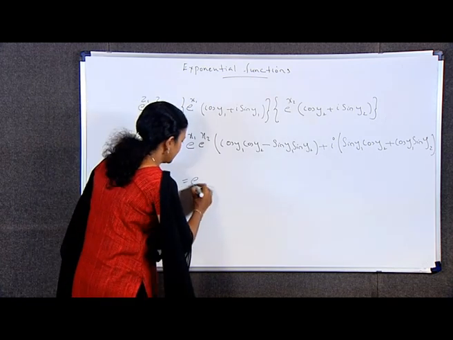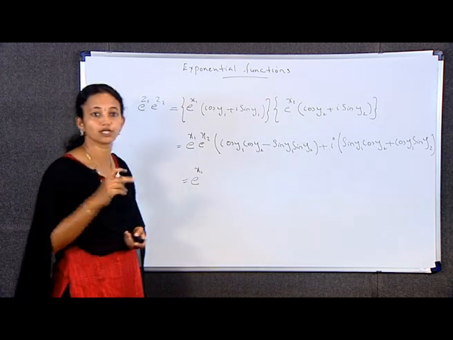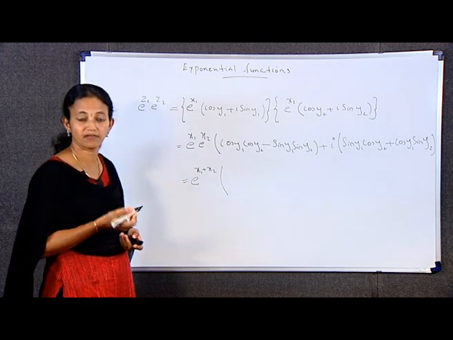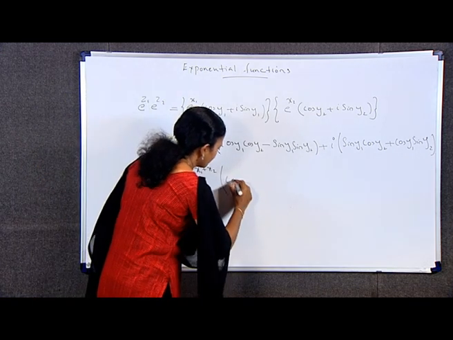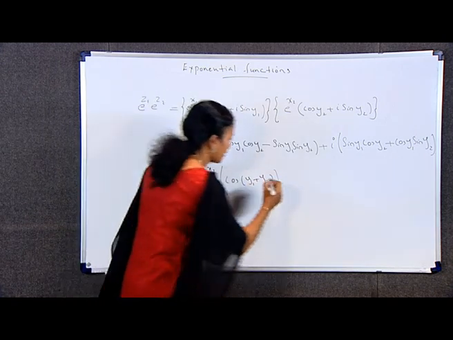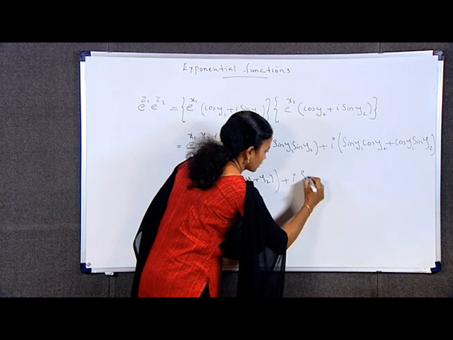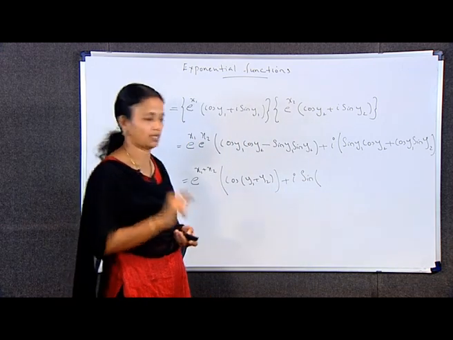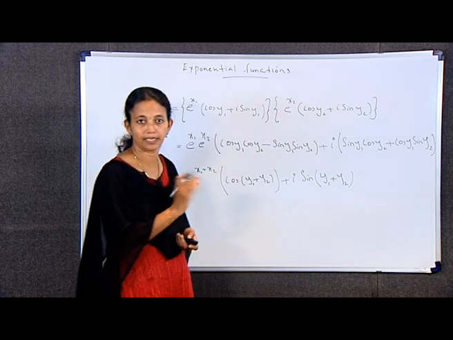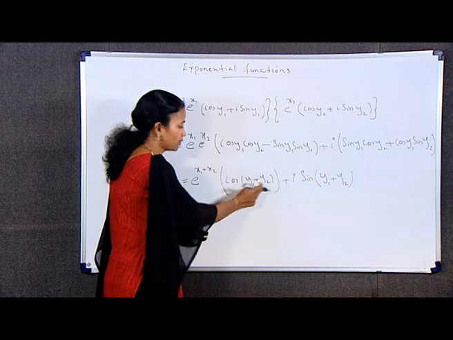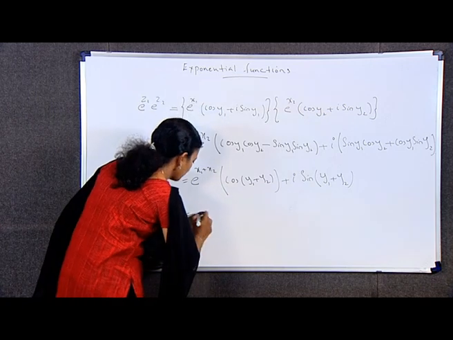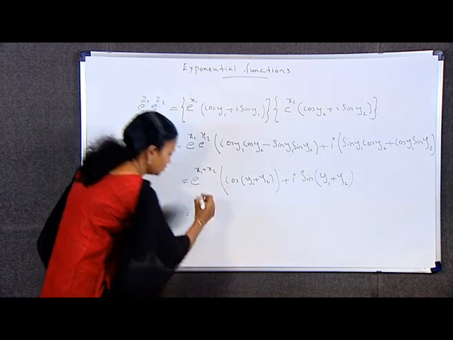So we can write e raised to x1 into e raised to x2 as e raised to x1 plus x2, and the remaining is cos of y1 plus y2 plus i into sin of y1 plus y2. This is the expansion of the sin a plus b form. So we have cos y1 plus y2 plus i sin y1 plus y2, which is equal to e raised to x1 plus x2.